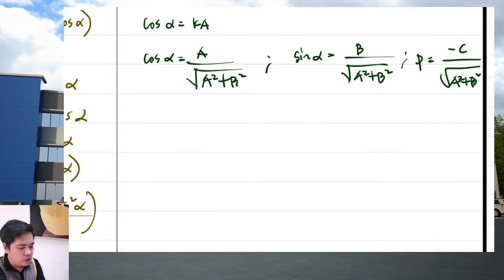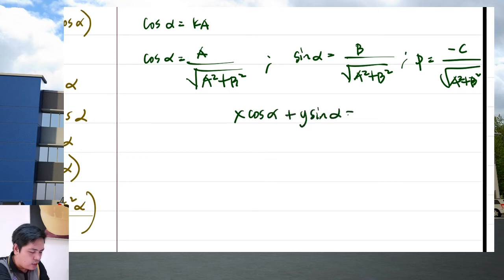So therefore, recall again that the normal form of a line is x cosine alpha plus y sine alpha equals p. So therefore, since cosine alpha is equal to this, and sine alpha is equal to this, and p is equal to this, substitute na lang natin.